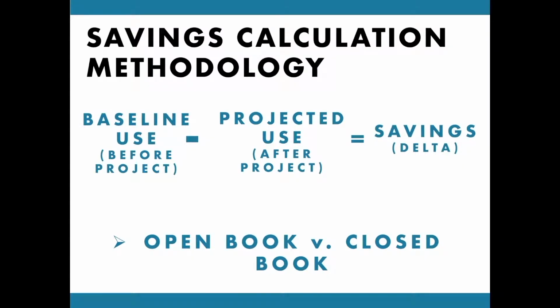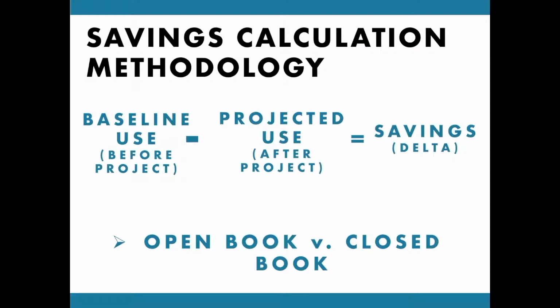From a high-level perspective, the methodology behind calculating savings is actually pretty simple. You take your baseline case, you subtract out the projected case, and the delta between those two, or the difference, is your savings. Now, obviously, I've made that sound deceptively simple. The devil really is in the details, and we'll discuss all of those details.